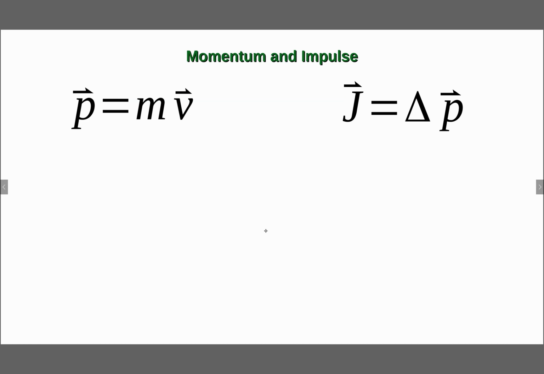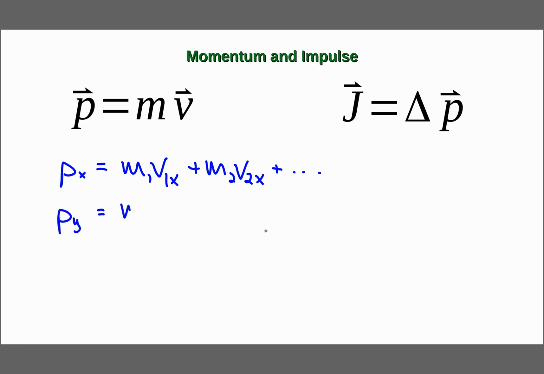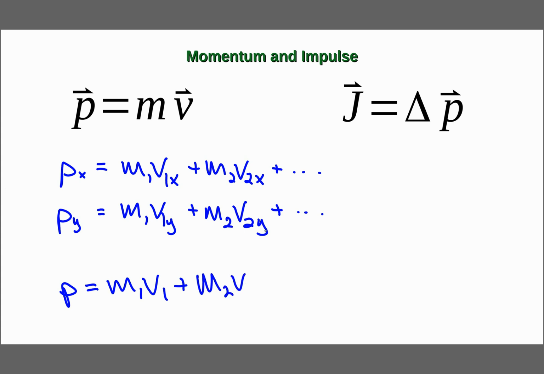So this means that we have to add components, right? Px equals m1 v1x plus m2 v2x plus etc., right? And then for the y component, m1 v1y plus m2 v2y plus etc. Okay? We have to use vector addition. We cannot write P equals m1 v1 plus m2 v2 plus etc. Okay? Unless they just happen to both be pointing in the same direction.